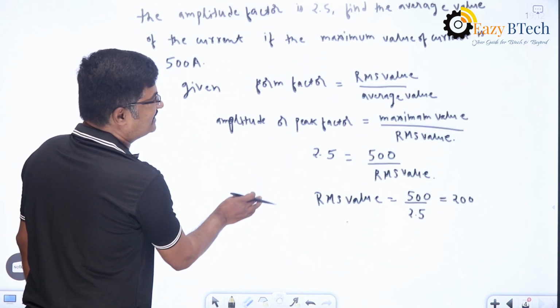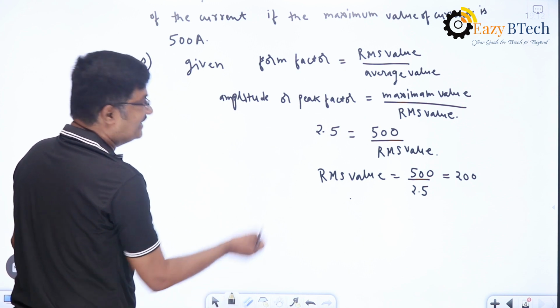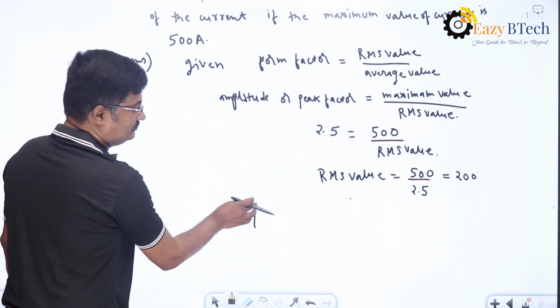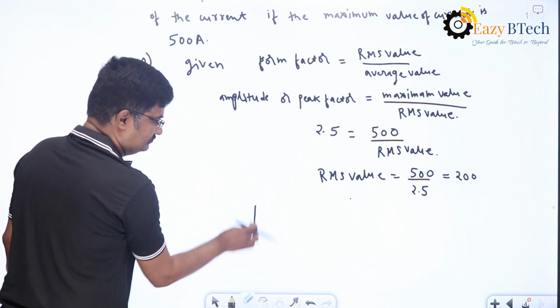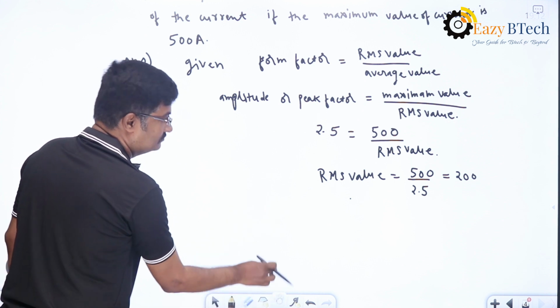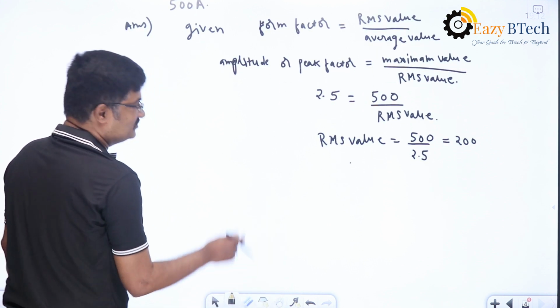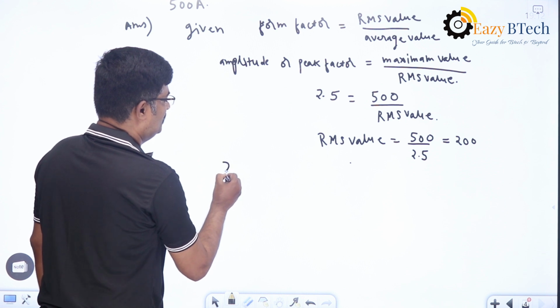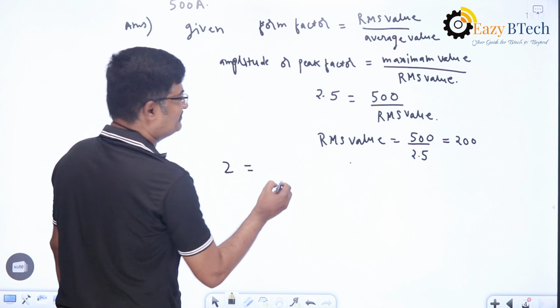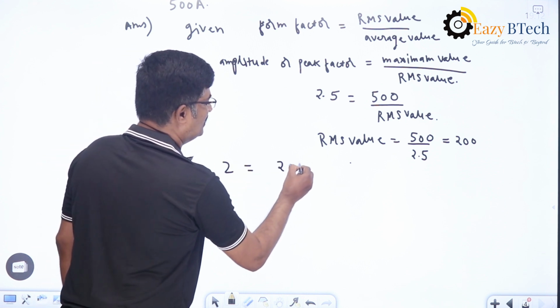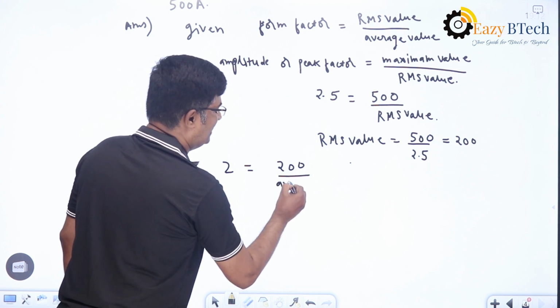And one more thing, what he has given: my form factor 2. Form factor he has given as 2. So 2 is equal to RMS value, which is equal to 200 divided by average value.